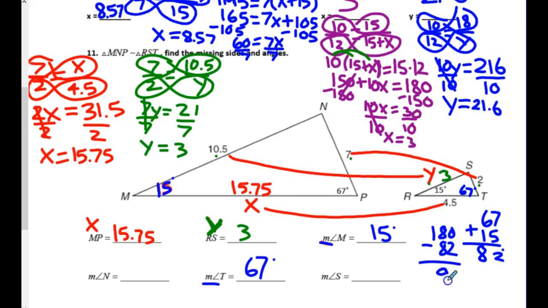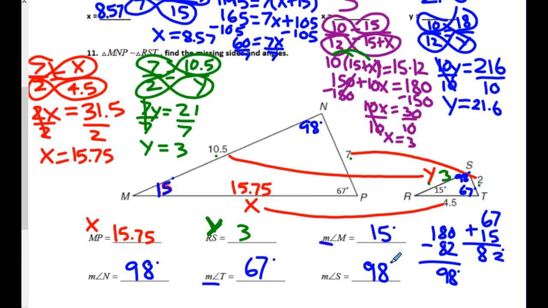is 98 degrees. Not to be confused with the 90s boy band, right? So 98 degrees is going to go in the two missing angles, N and S, if I can fit it in there. Alright, so that means angle N is 98 degrees. Angle S is 98 degrees.